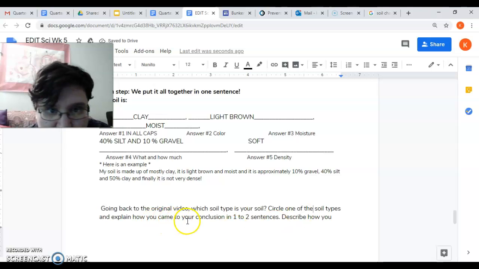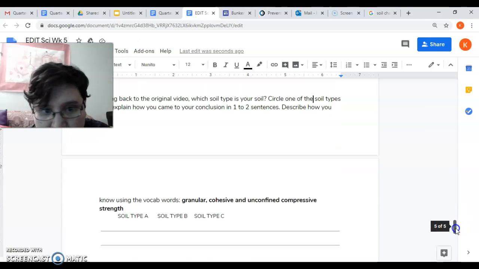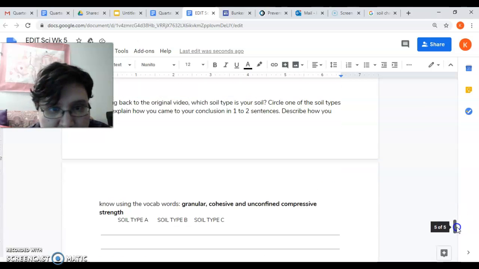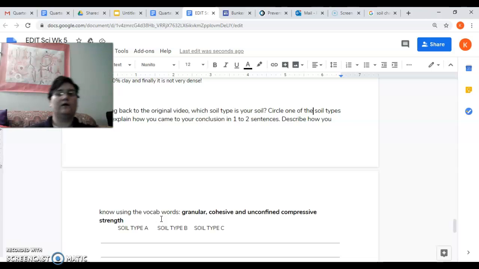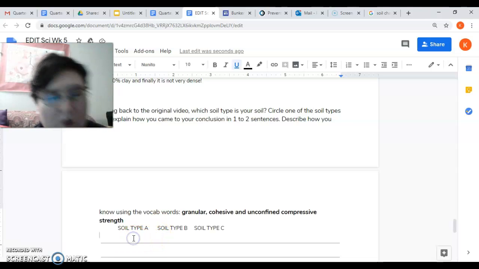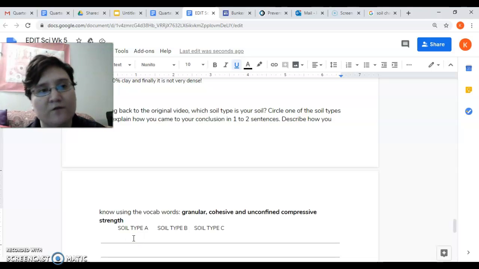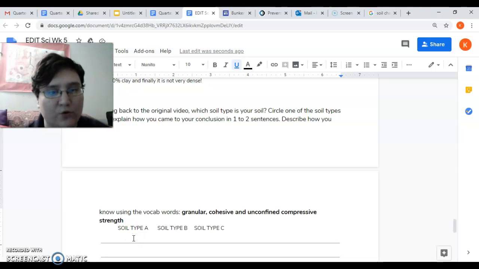And explain how you came to your conclusion in one or two sentences. Describe how you know using the vocab words granular, cohesive, and unconfined compressive strength. Okay, so what I want you to do first here, guys, is tell me, based off of the numbers, what kind of soil you have.